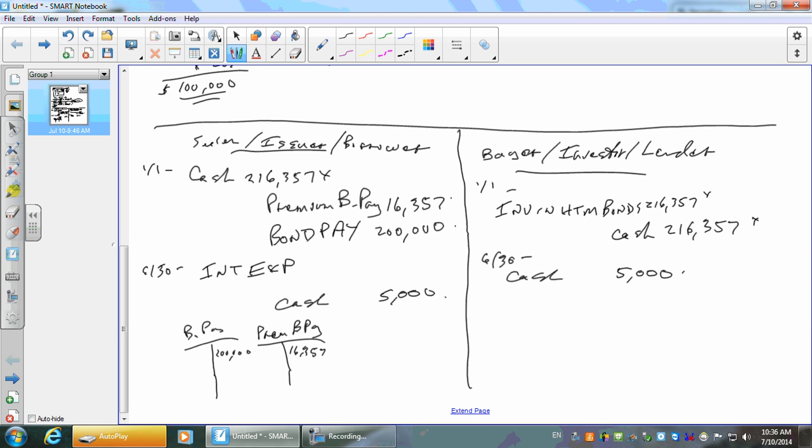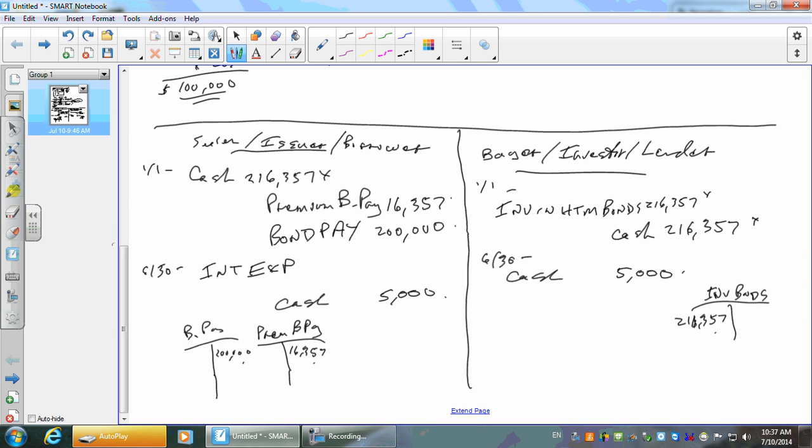What's the carrying value over here? Let's do it this way. Investment in bonds, right? Held to maturity bonds. What do I have in here? 216,357. Is everybody with me? It's true, isn't it? It's 216,357 over here. It's 216,357 over here. Same deal, it's opposite sides.